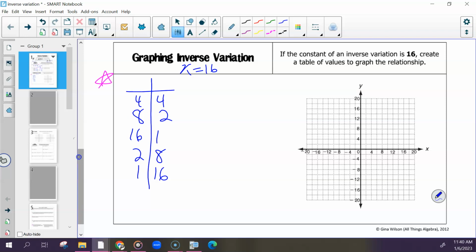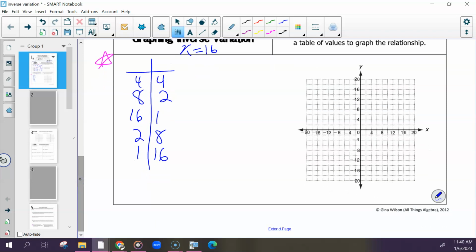This graph is counting by 2, so be careful. So 4, 4, we're going to plot a point there. 8, 2, 16, 1, 2, 8, and 1, 16. And it'll look kind of curved. Connect those dots.